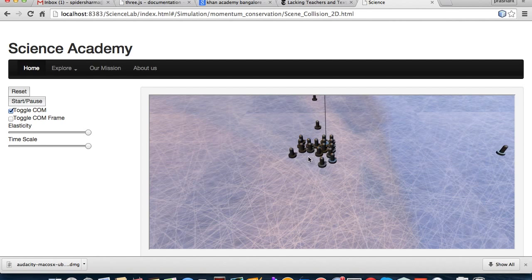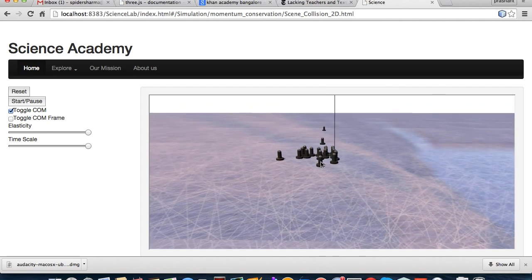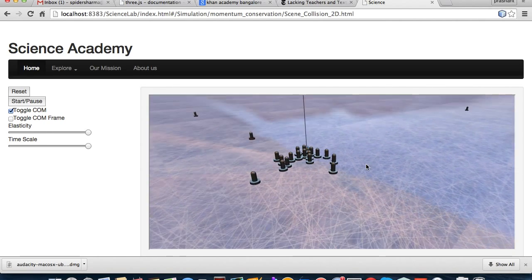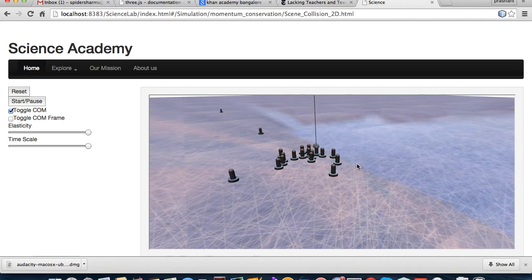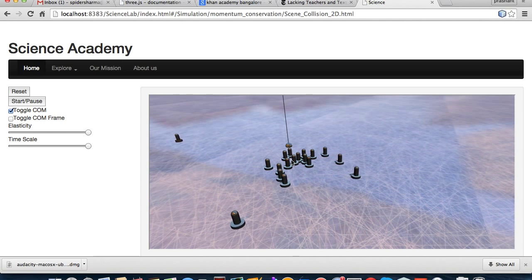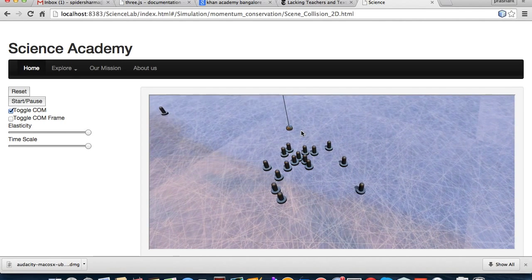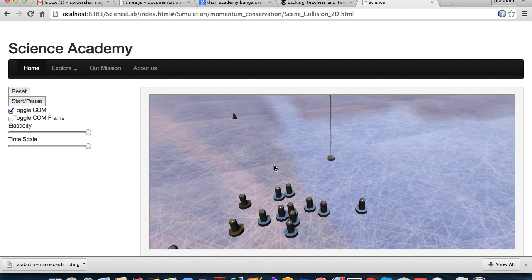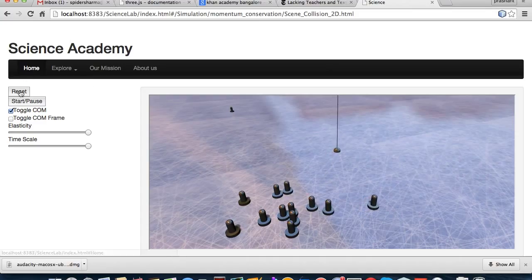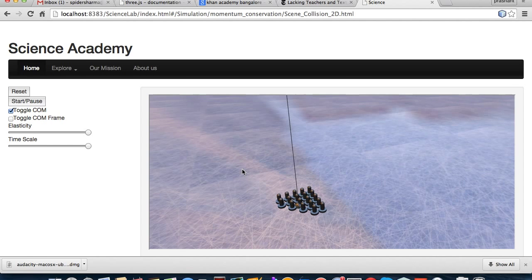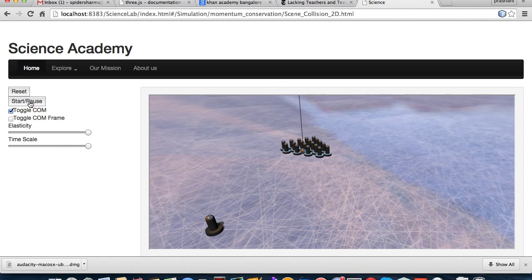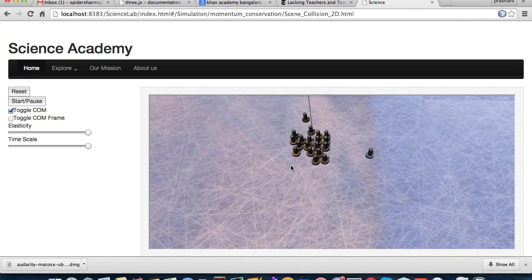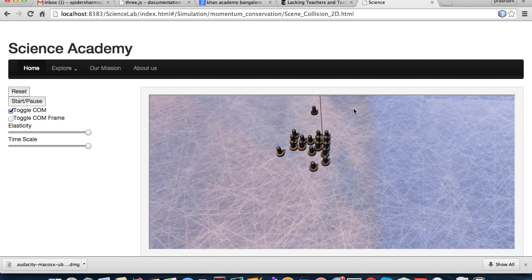What do you see? The center of mass still moves in a straight line. You can see all the bodies are moving in all directions with different velocities, but watch out for the motion of the center of mass. It doesn't know anything about what is happening around. It just moves in a straight line. Watch again, right? Moves in a straight line.